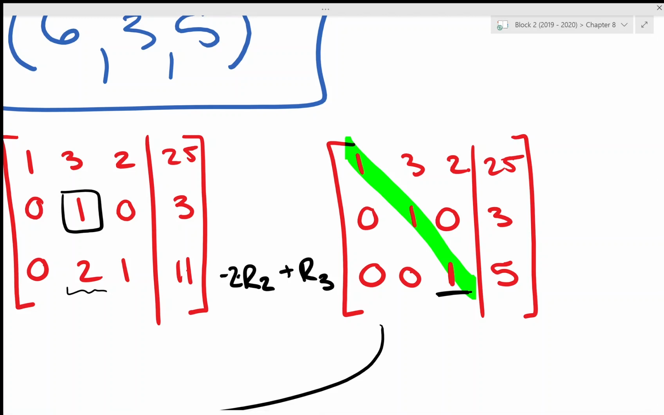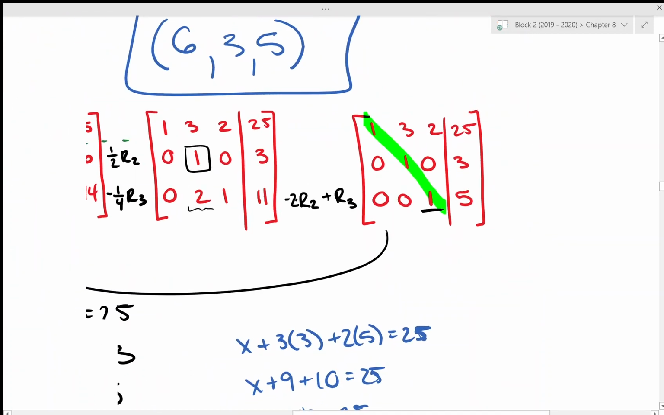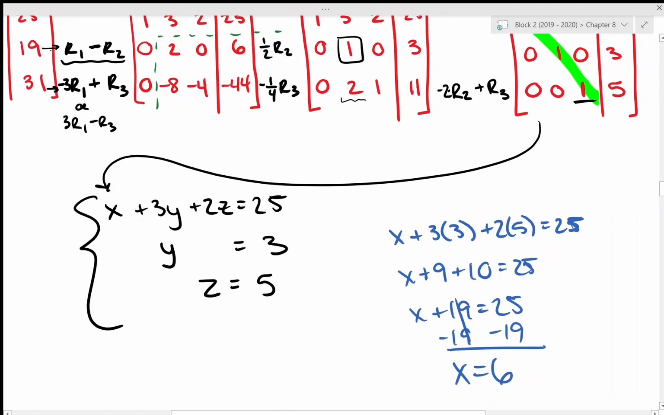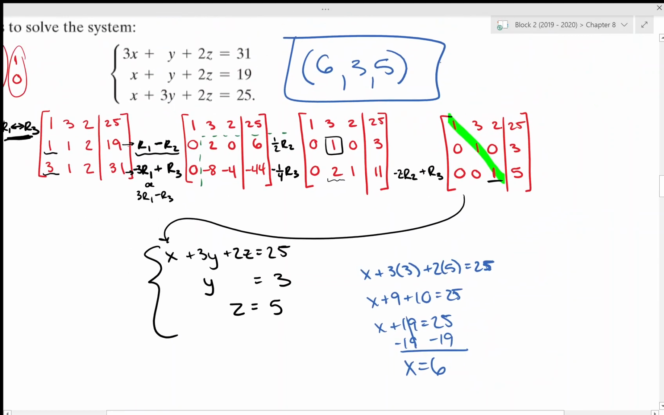So now that I have my row echelon form, with my 1 diagonal and zeros below, I now can write it back as a system. So the 1, 3, 2 is 1x plus 3y plus 2z equals 25. Then I have no x, so you don't have to write it, plus y, no z, equals 3. So perfect, y equals 3. Awesome. And then I have z equals 5. Luckily, doing it this way, I only had to plug in to find x, and you get an x of 6. So your final answer should be 6, 3, 5.